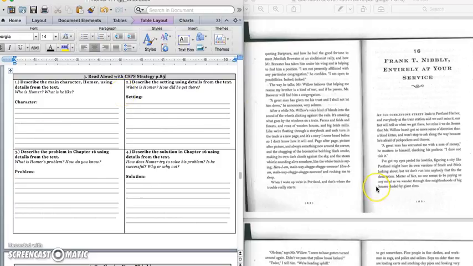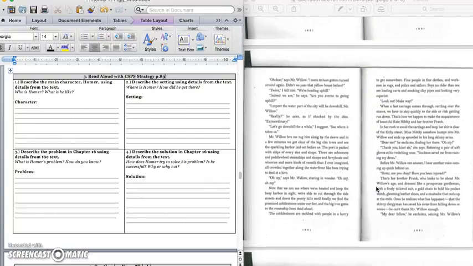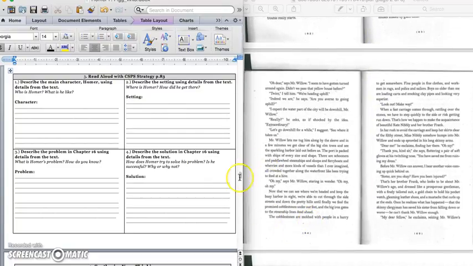Number 2 asks us for the setting, and we know at the bottom, middle of page 84, they're in Portland and they are looking for the steamship. They're in Portland looking for the steamship. Good. All right, let's keep reading.